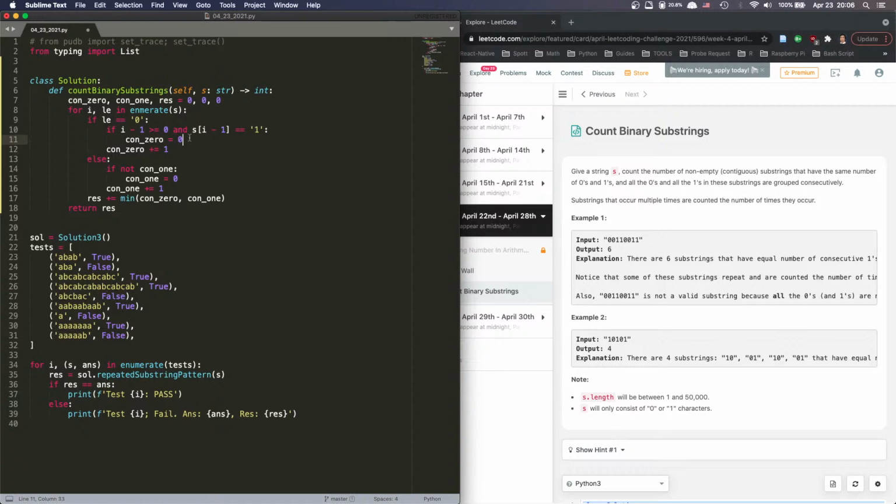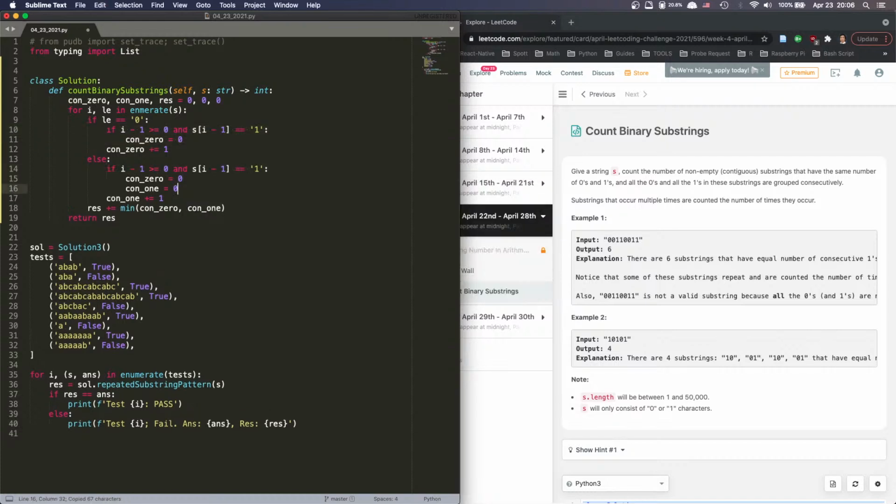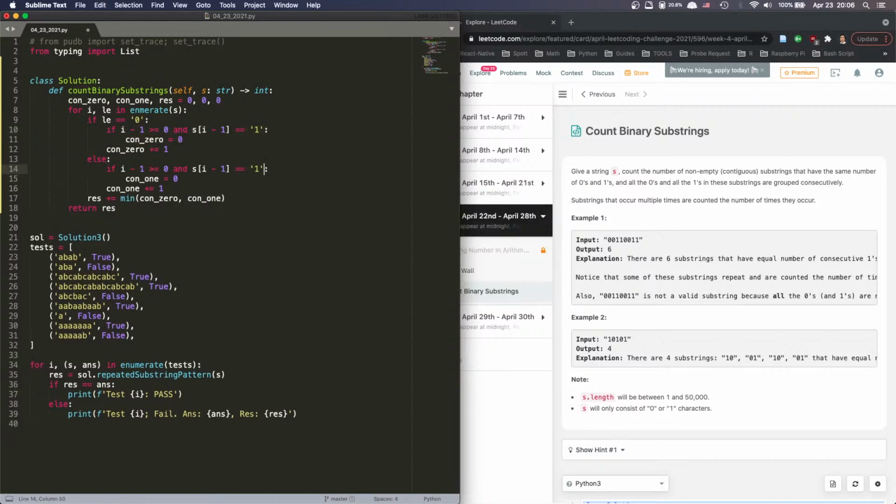So we need to do the reset thing here too, but this time this is going to be 1, and this is going to be 0. So that's the reset, right? We start from 0, and nothing happens, but here it's a 0, and i minus 1 is larger than 0, and it's 1, so this is a start. So we set it to start. So we basically recount. All right, let's give it a shot.